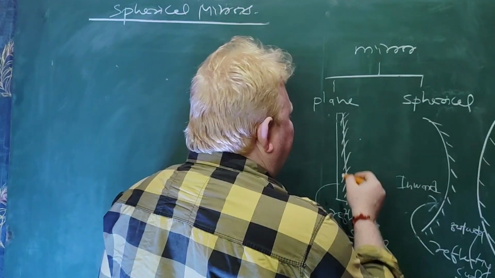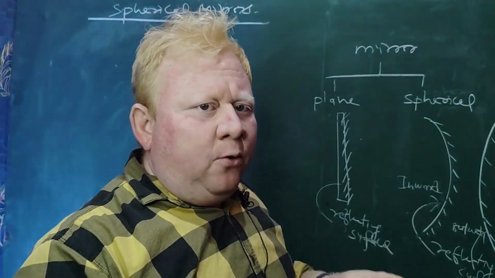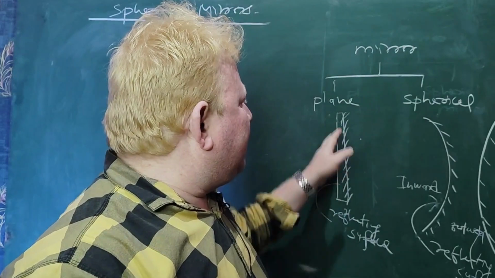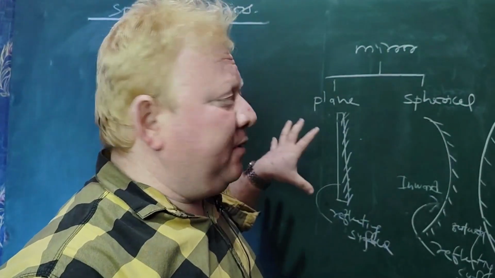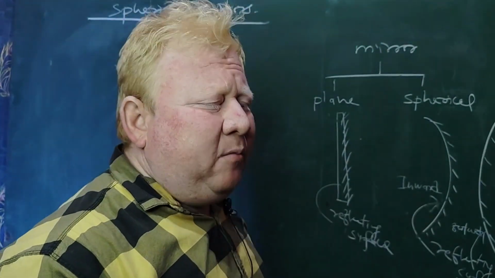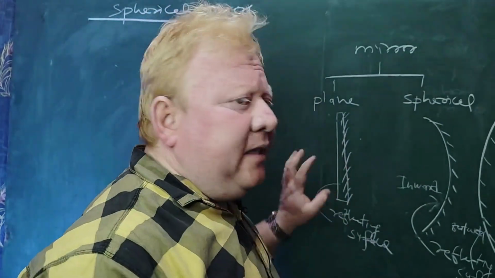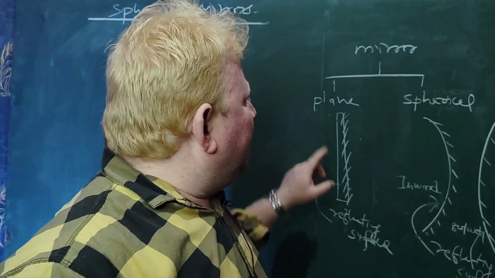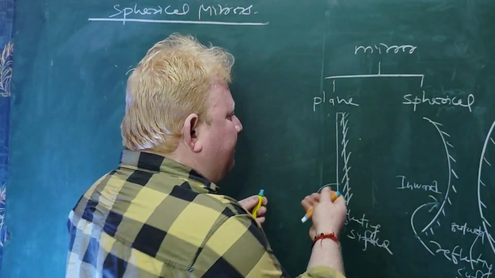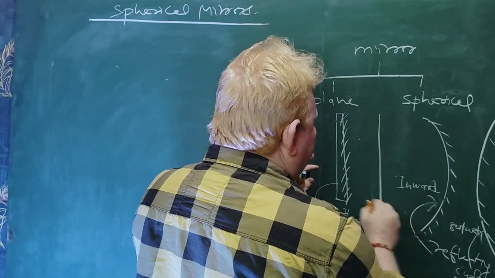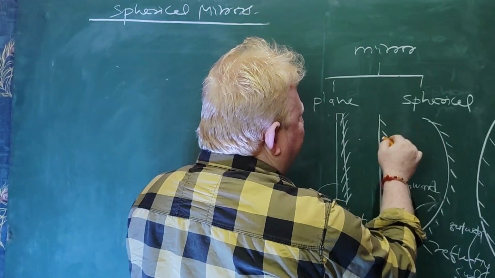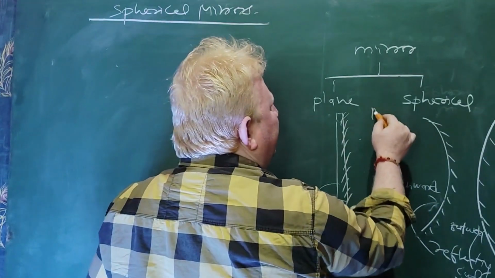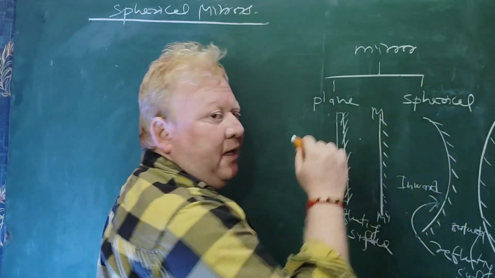A mirror is made by coating one side of a glass with silver metal. Most probably we use silver metal; you can use aluminum also, but the reflectance of silver is good as compared to aluminum. That's why we use silver. We represent a plane mirror like this: a line, and a dotted line on one side.